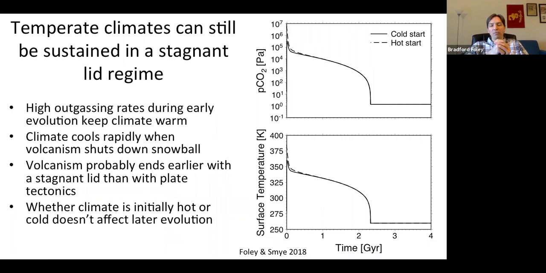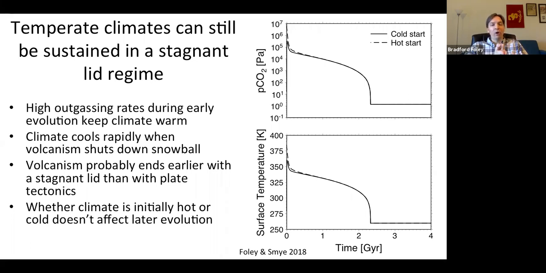We get some of the same feedbacks that I touched on in the previous slide that help regulate climate. We're still going to have higher outgassing rates early on in the planet's history when the mantle's hotter. That leads to higher amounts of CO2 in the atmosphere and keeps the climate potentially warm, possibly enough to counteract the faint young sun problem.